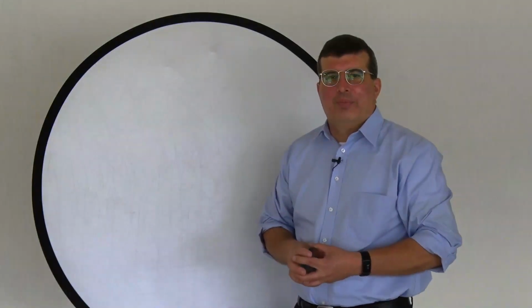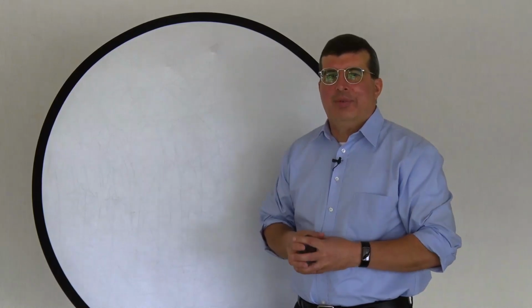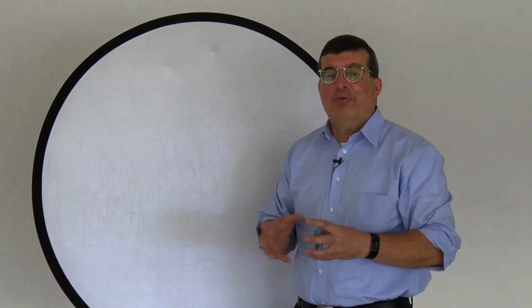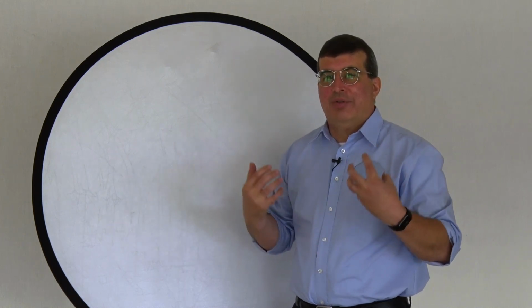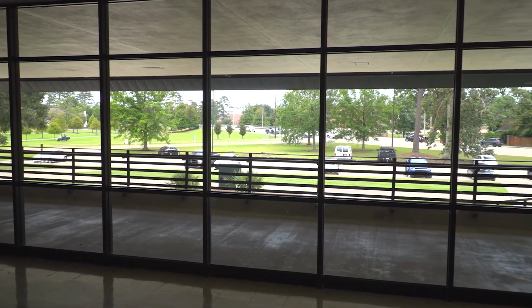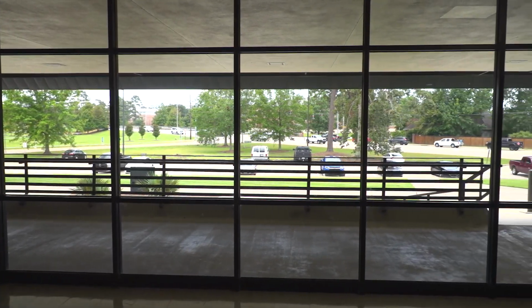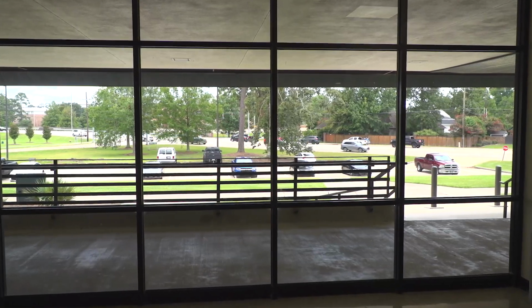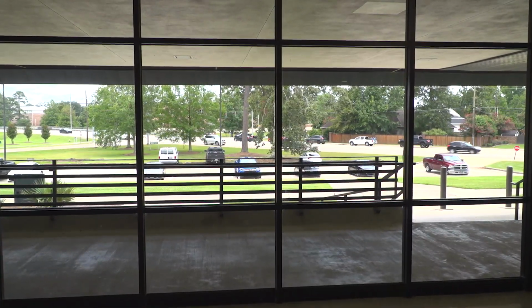Okay, that was an image of a static object. Now I'm going to show you an image of a moving object. I'm actually here on the second floor of the University Center. I'm looking out over University Avenue, and there's cars passing back and forth. And I'm going to make an image of what I see outside of the window.